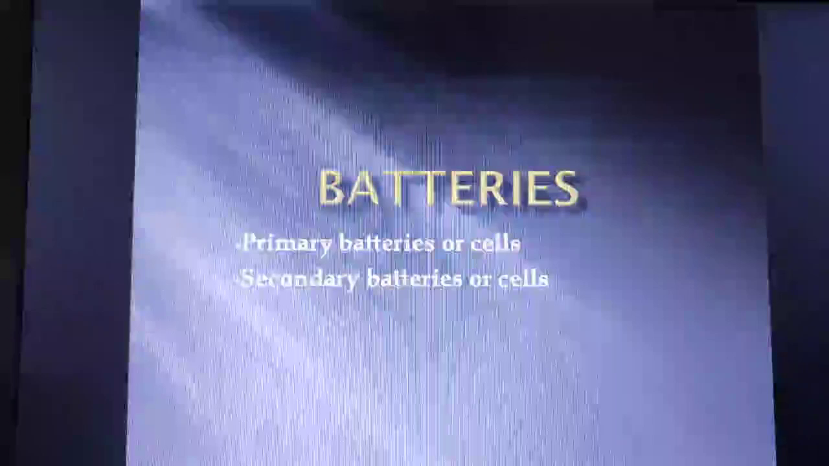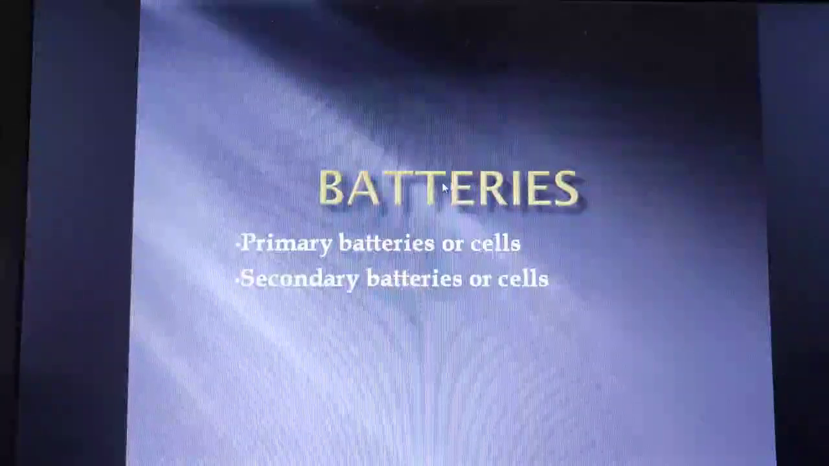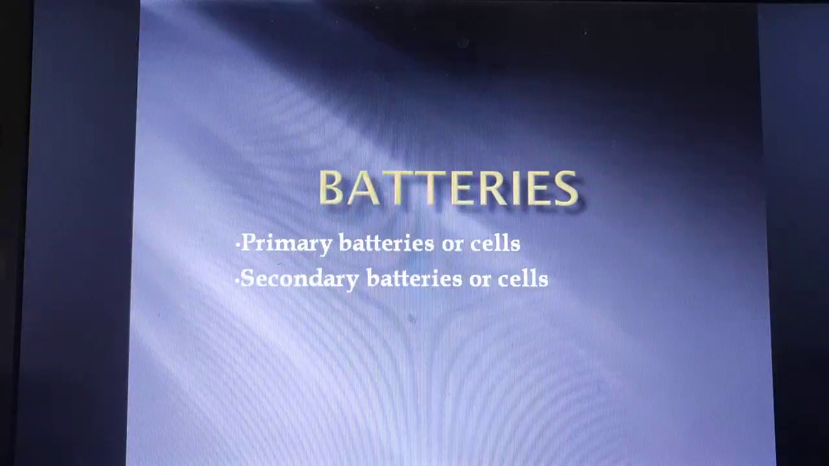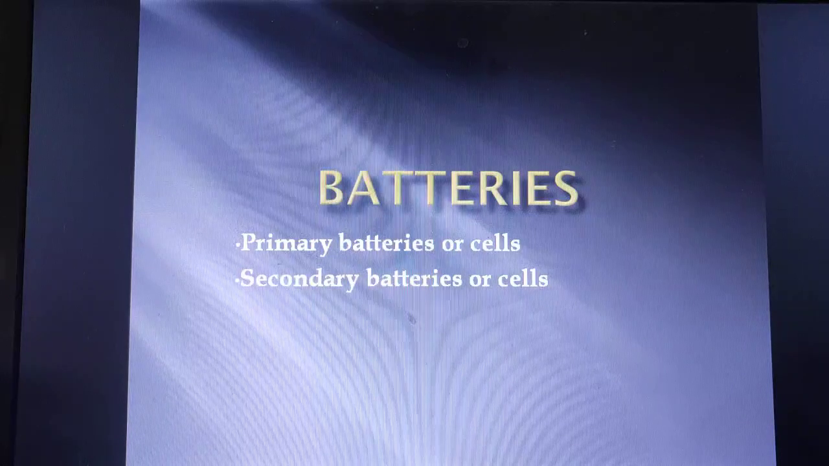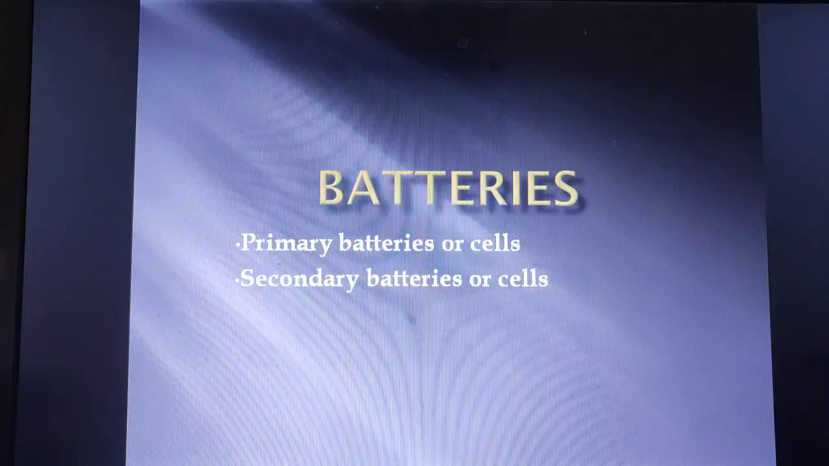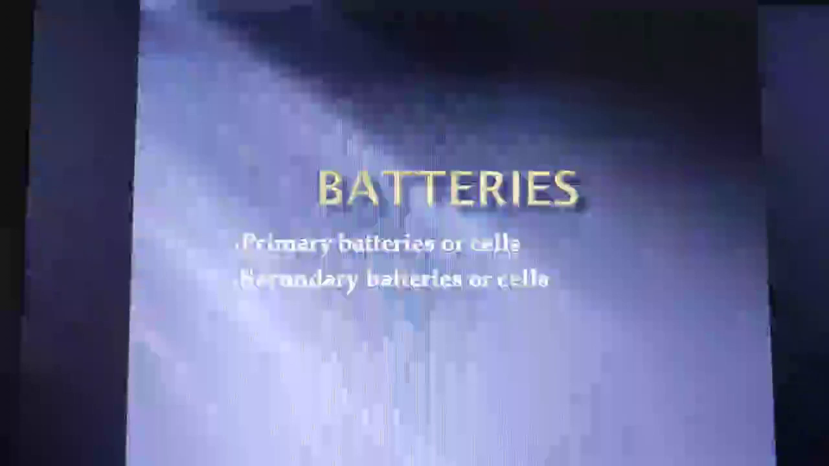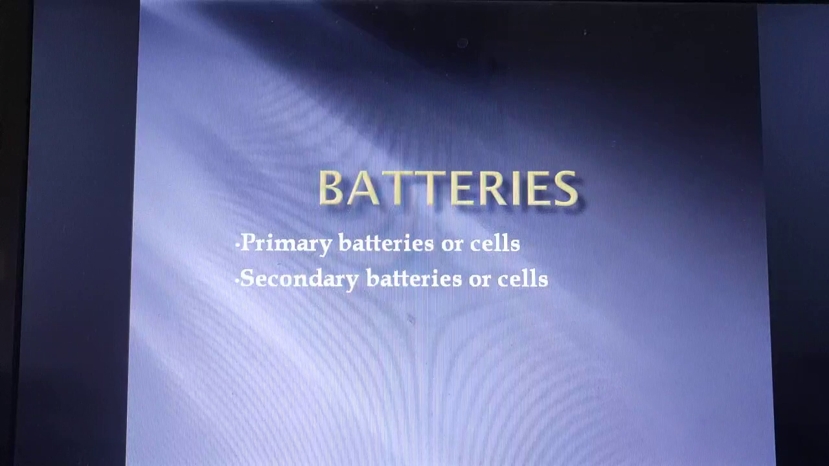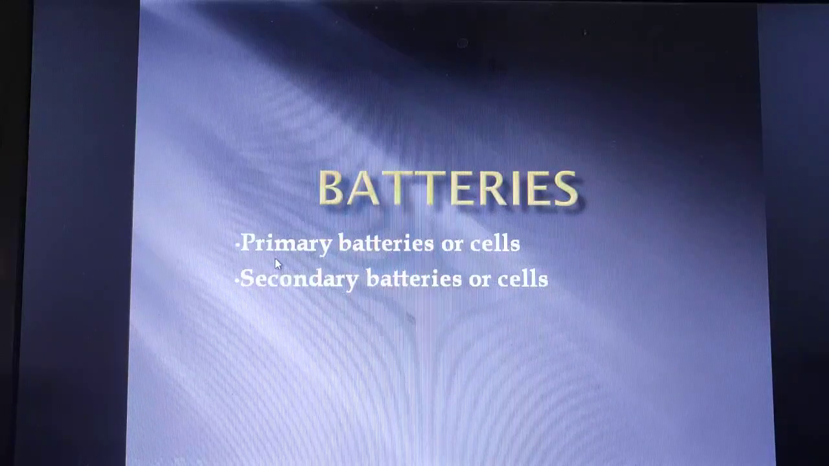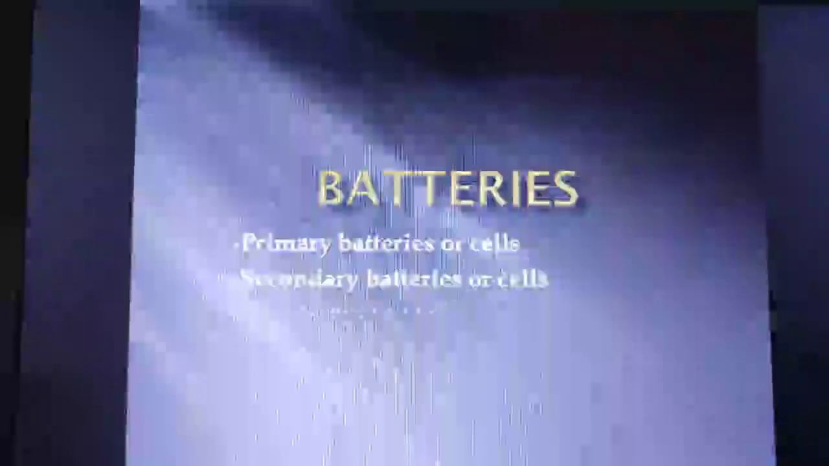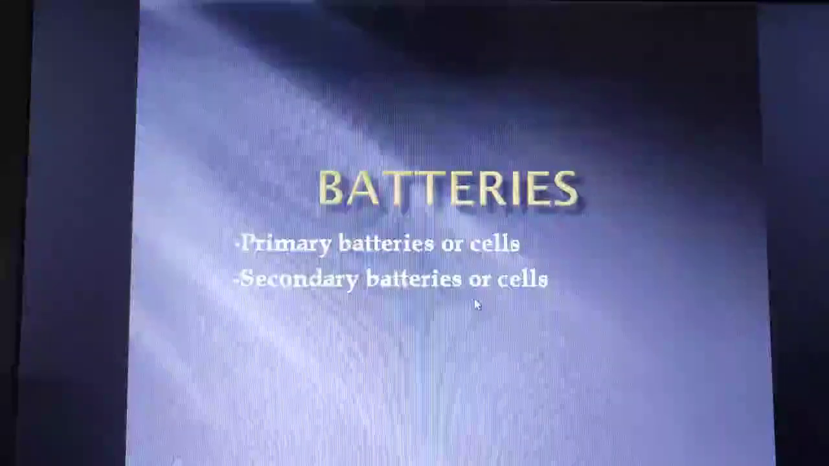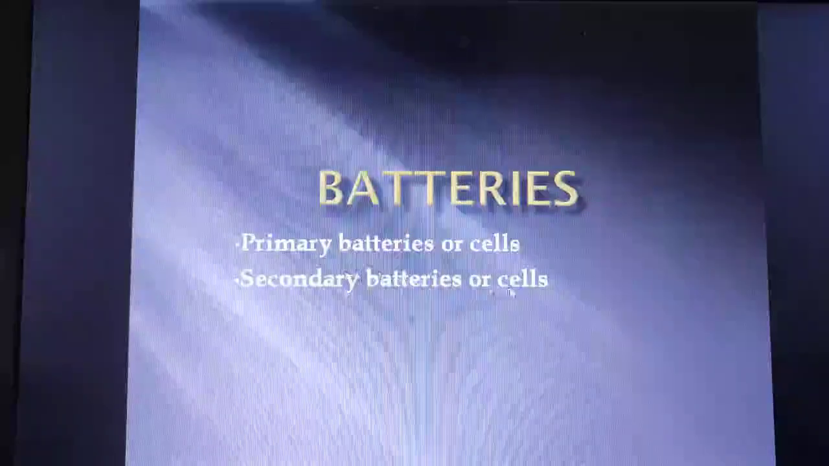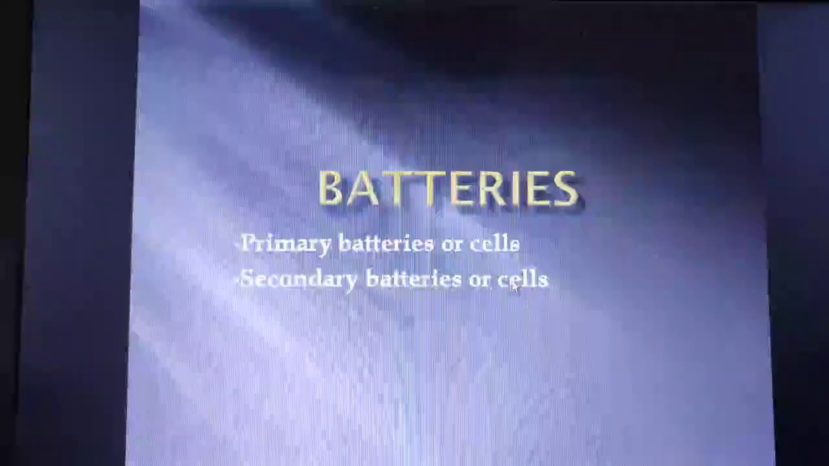Now, if a number of cells are connected in series, the arrangement is called a battery. However, the term battery is sometimes used for single cells also, but it is not the correct usage. If we connect the cells in series, it will form batteries. The various batteries can be classified into the following two types: primary batteries or cells and secondary batteries or cells. Let us see the examples of these cells one by one.